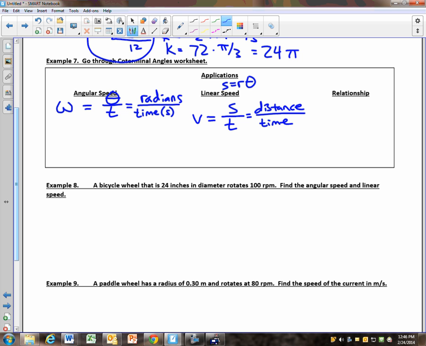Now, if we put these two together, we come up with a relationship for another linear speed equation. We take these three equations up there and use them to come up with a new one for linear speed, and that's velocity is actually equal to r times omega. And we can use that to our benefit later on.